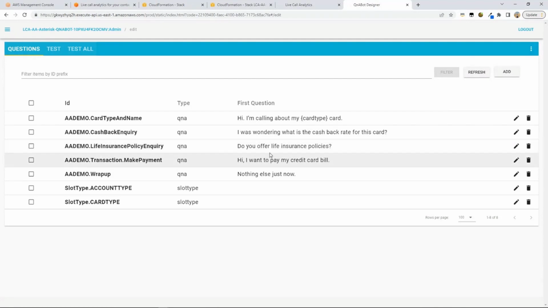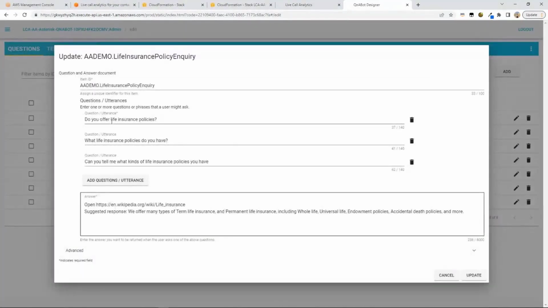Here's an example: do you offer life insurance policies? Let's open that one up. Again, I can provide examples of the way people might phrase that question. I provided 3 different examples here. Sometimes you don't need as many. You can put in 1 or 2 or 3, if people are phrasing the questions very differently. But this doesn't have to be exact. It's the same point I made earlier with Lex.